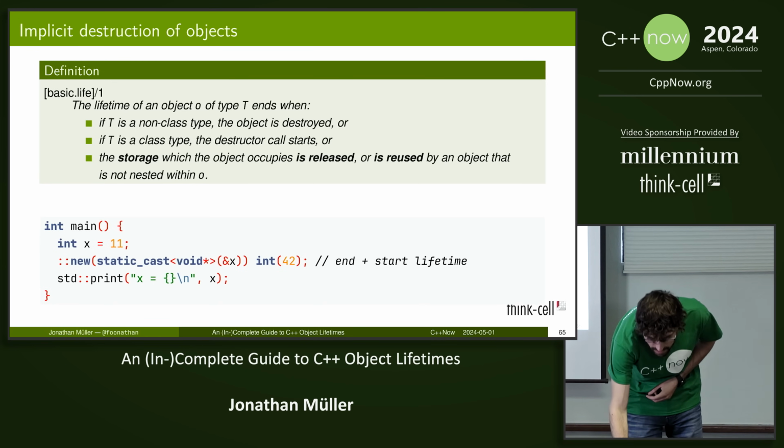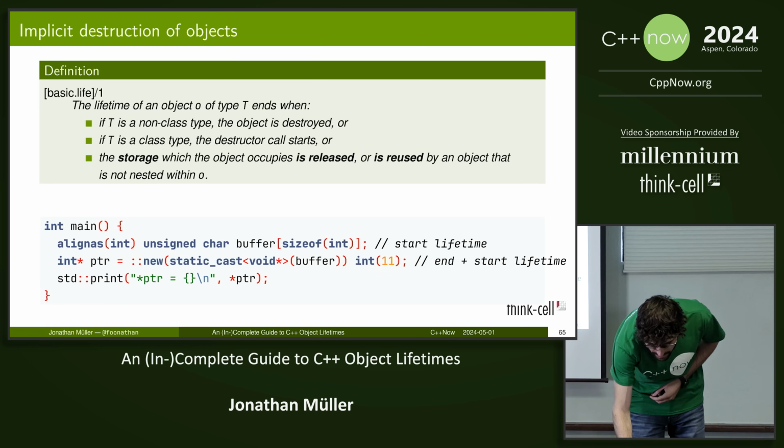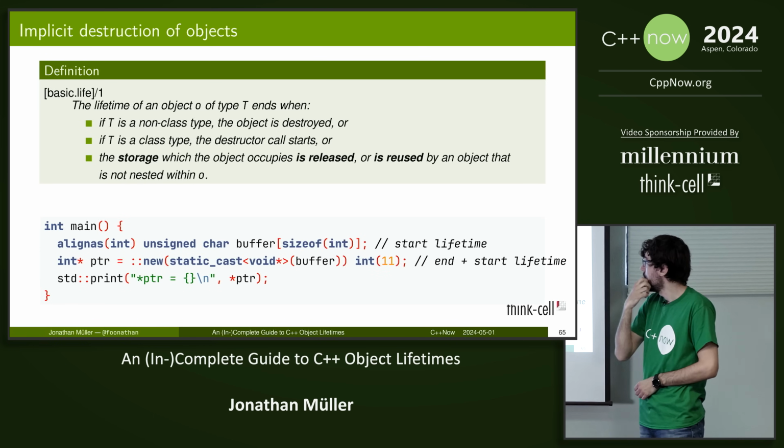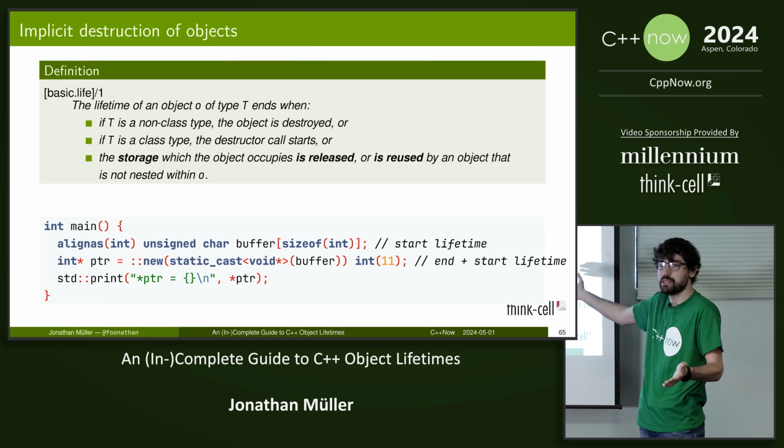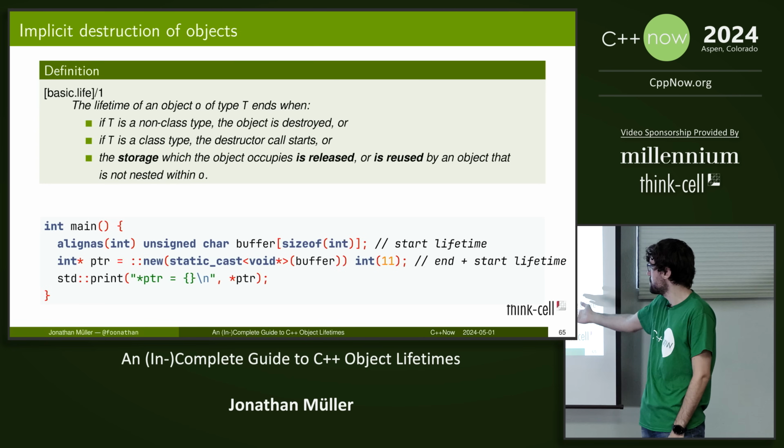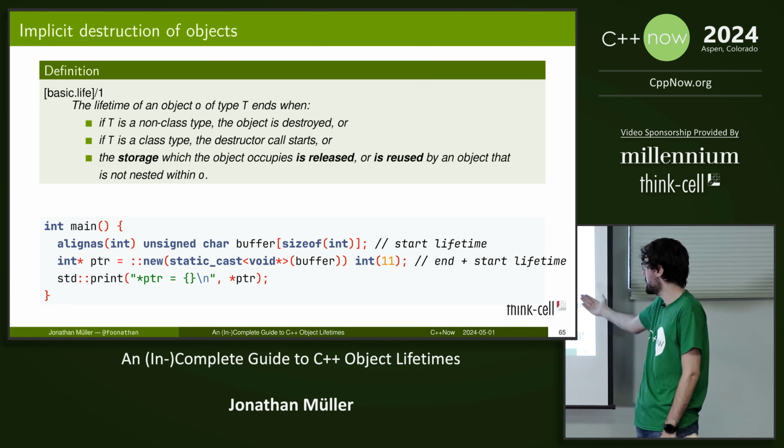And a similar thing happens, for example, here. We've got a buffer. This actually starts the lifetime of an unsigned char array, right? And when we placement new an int, this ends the lifetime of the unsigned char array and starts the lifetime of an int.